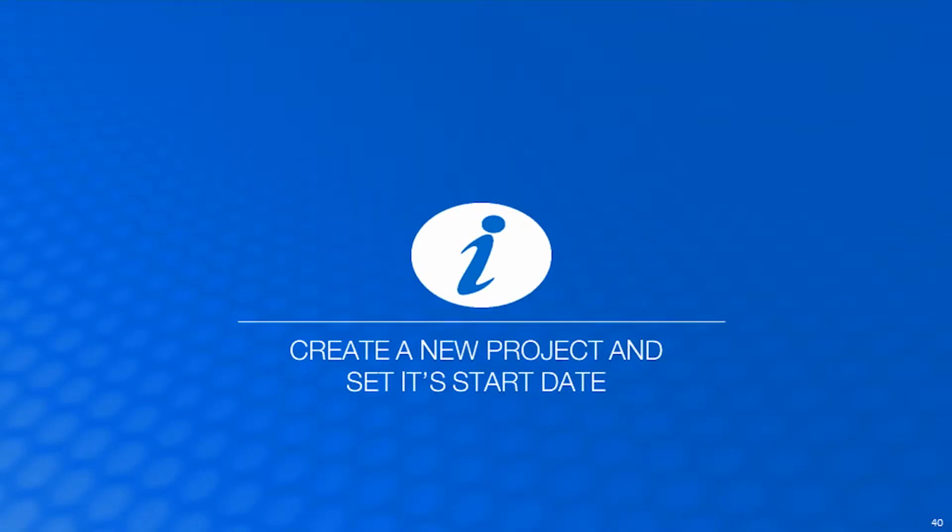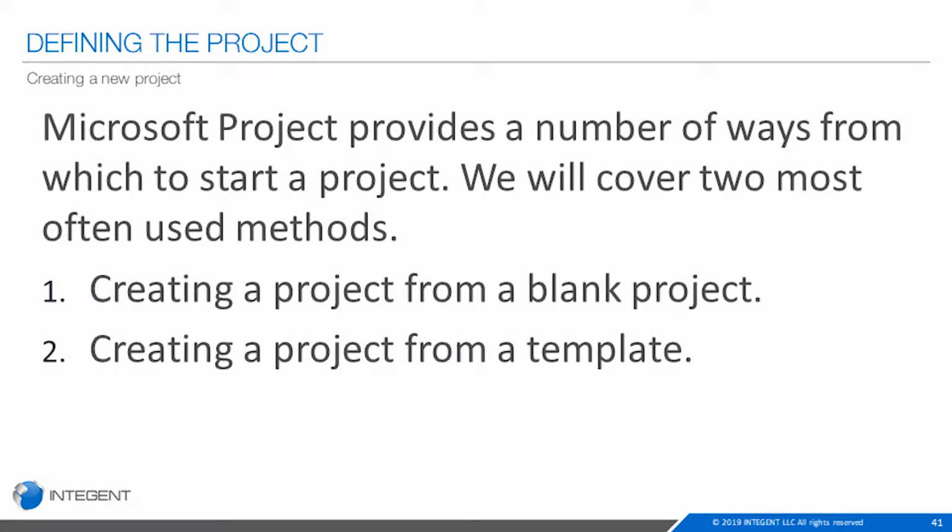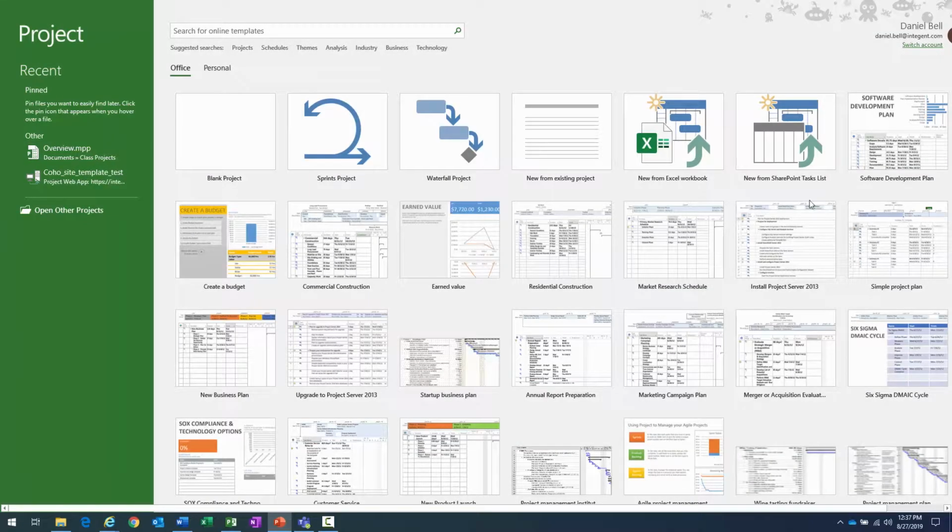All right, creating a project and selecting its start date. Now, you remember from Module 1, Microsoft Project provides a number of different ways to start your project, right? Start from a template, start from a blank project, start from an existing project. You copy and paste from an Excel document, SharePoint lists, etc. A number of different ways. We're just going to cover two here. One's creating from a blank project and one's creating from a template. Okay, so let's look at those right here.